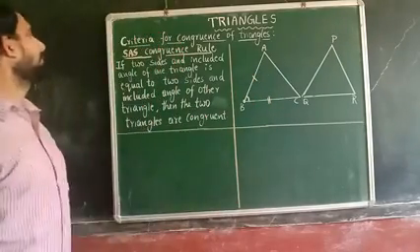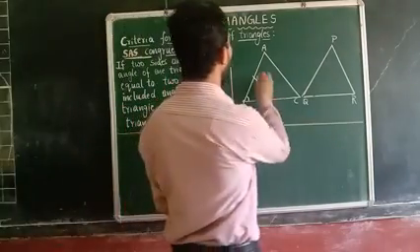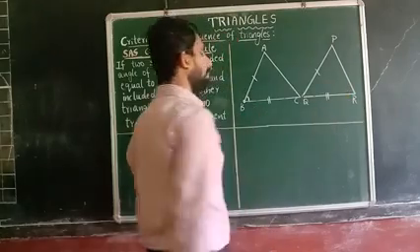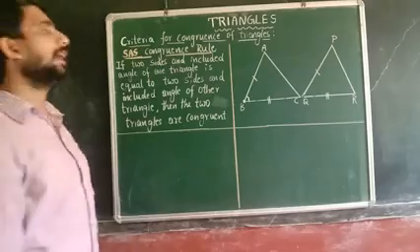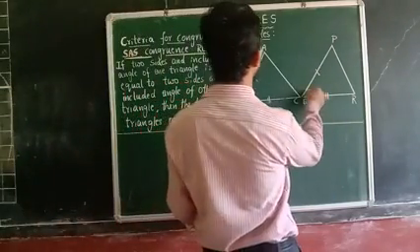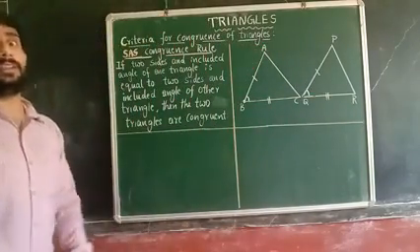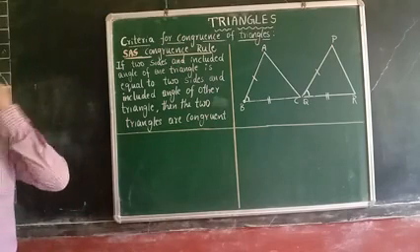If this is equal to the corresponding two sides and the included angle of the other triangle, if it is equal, then the two triangles are congruent.